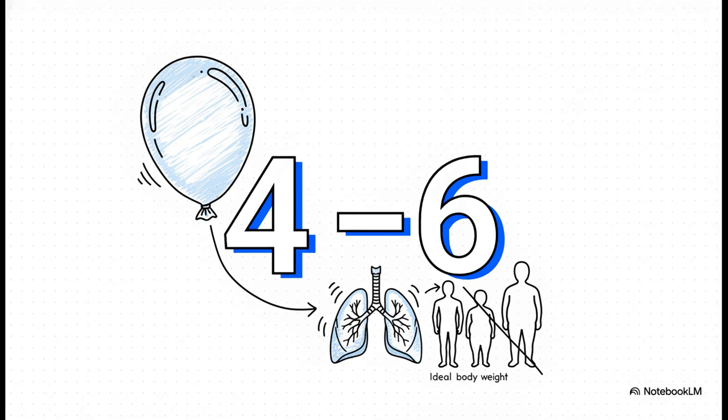Target small, gentle breaths of just 4 to 6 milliliters per kilogram of ideal body weight. And note that I said ideal body weight, not actual body weight. Lungs don't grow when a patient gains fat mass, right? So keep those volumes tiny.